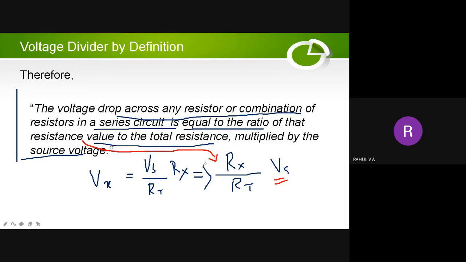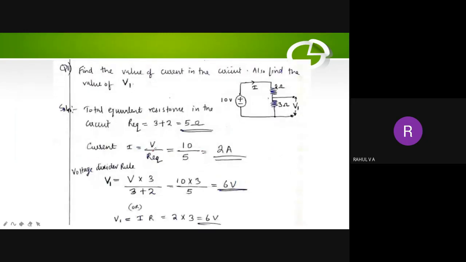Now let us do a simple numeric here. Find the value of current in the circuit. Also find the value of V1. They have given a 10 volt supply here. So this is the diagram. A 10 volt DC supply is there, and there are two resistors connected in series, 2 ohm and 3 ohm. Now they are asking us to find the current and the voltage across the 3 ohm resistance. Okay, this is very easy.